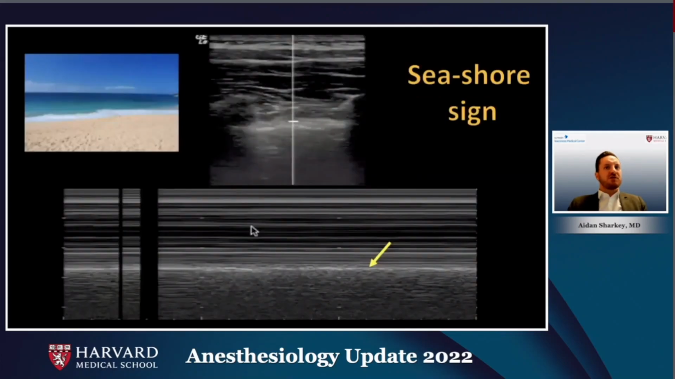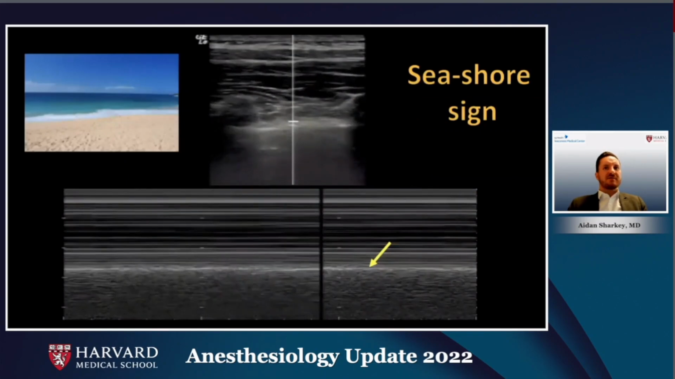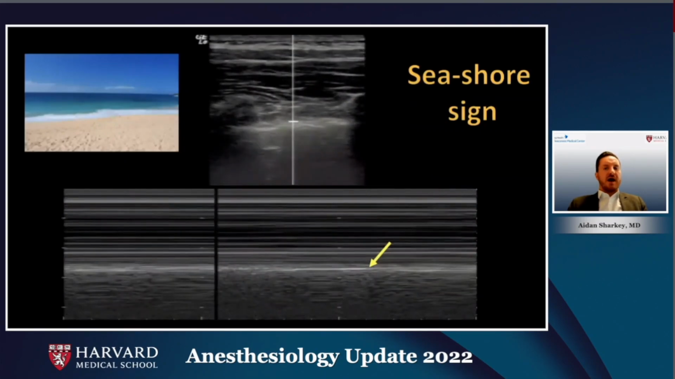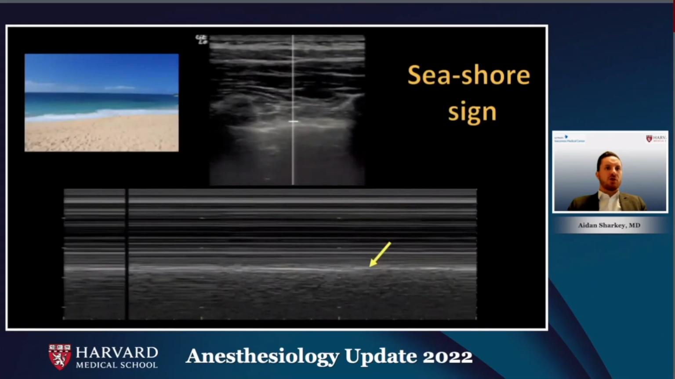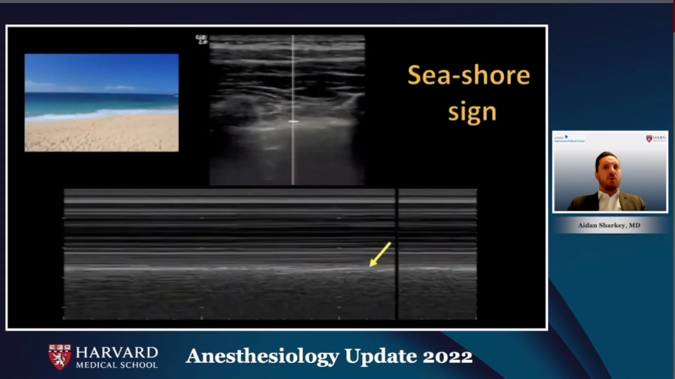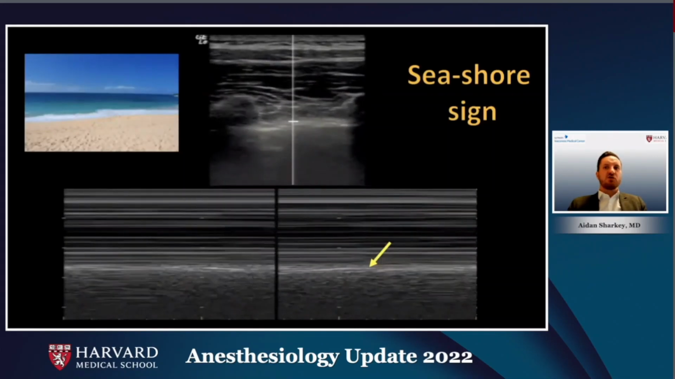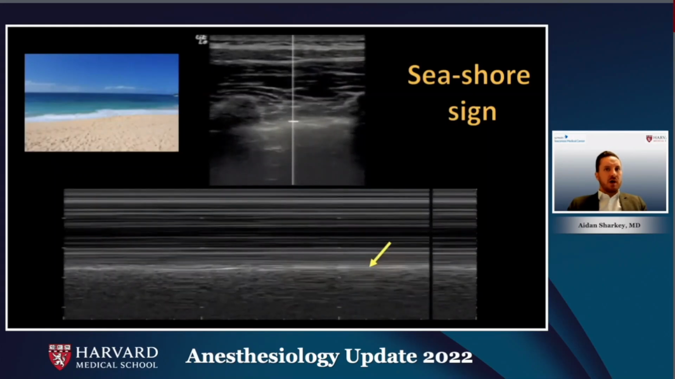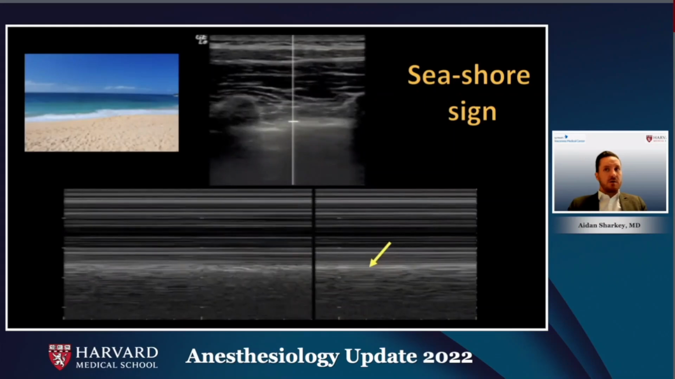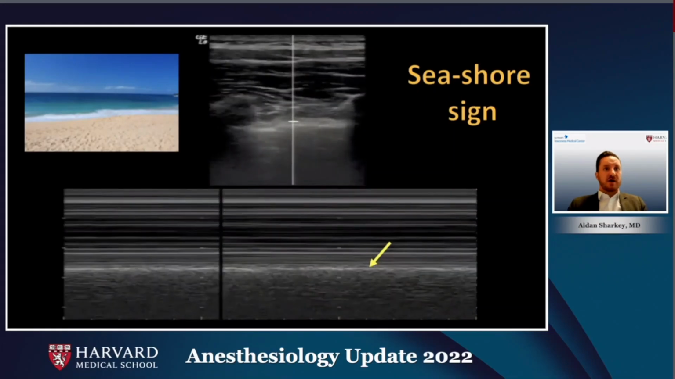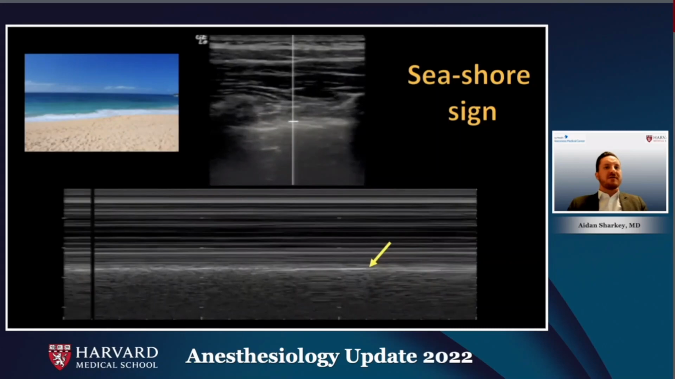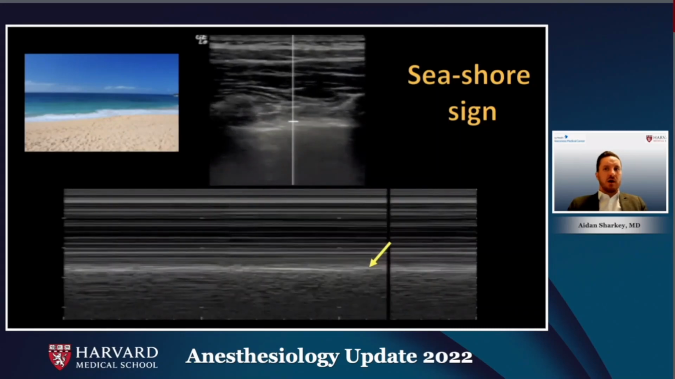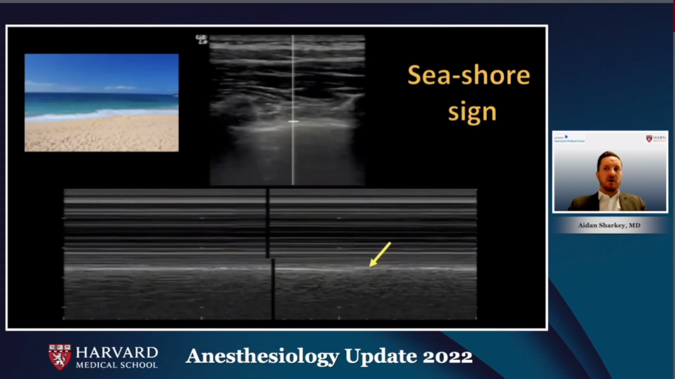We can further visualize this pleural sliding using M-mode. For this, we place the M-mode cursor through the pleura, and what we see here is the classic seashore sign. Subcutaneous tissue above the pleural line, represented by the yellow arrow, generates horizontal straight lines, while there is a sandy appearance below the pleural line created by the movement of the lung sliding.